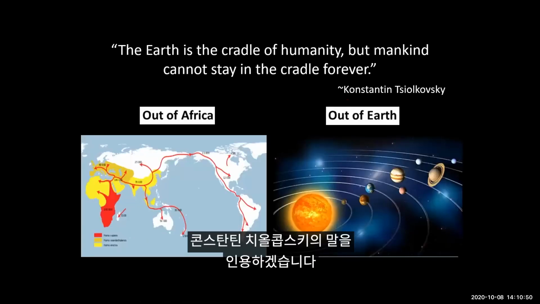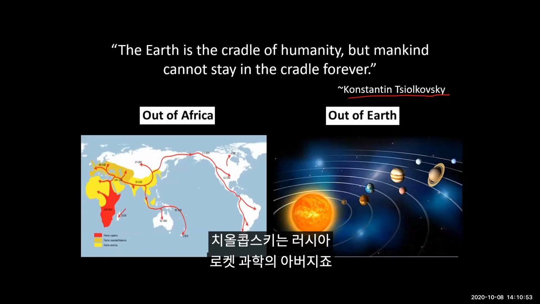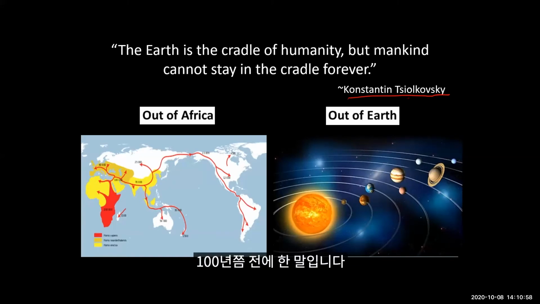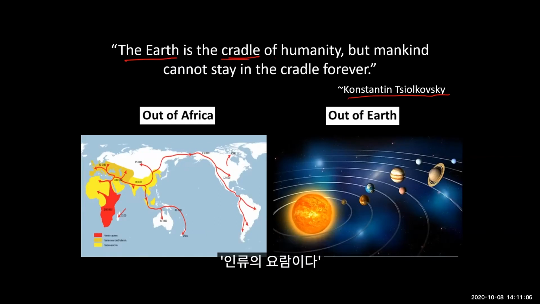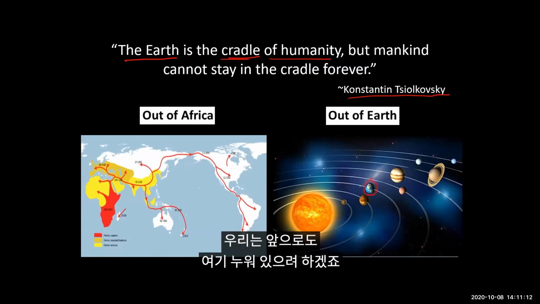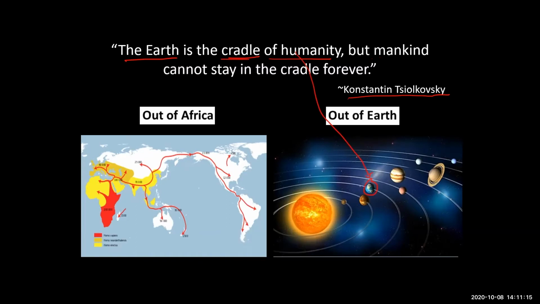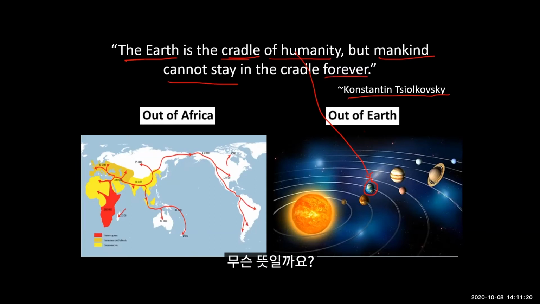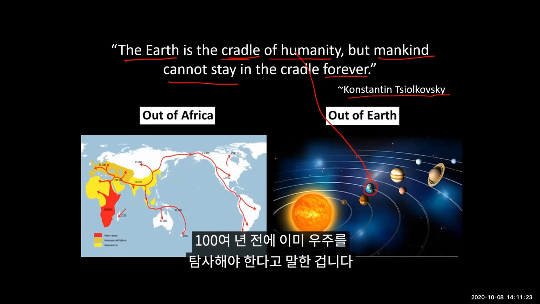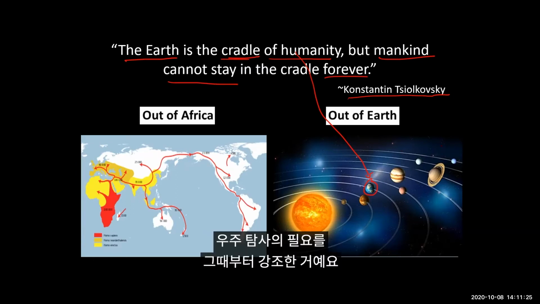So now I want to read Konstantin Tsiolkovsky. He's the father of Russian rocket science. He said about 100 years ago that the Earth is a cradle. Cradle means this is where we put the young babies. This Earth was a cradle for humanity. Humanity only lived here for a long time. But mankind, we cannot stay in the cradle forever. What does that mean? About 100 years ago, he said we have to explore space. That's what he was arguing.